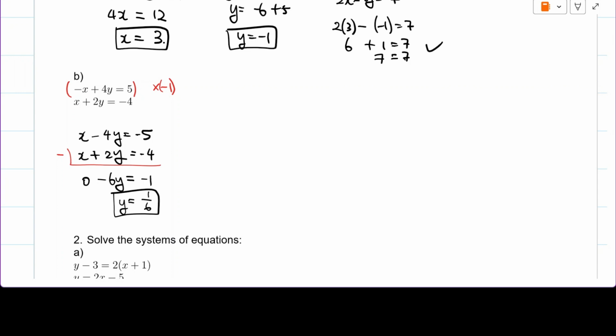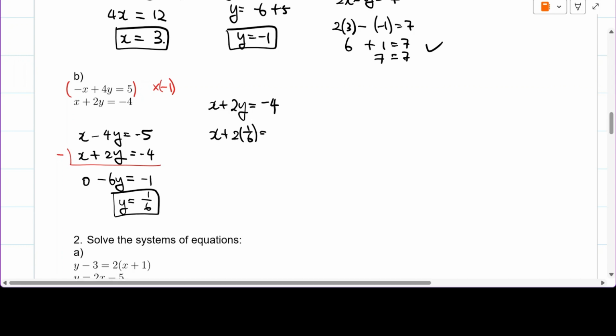And then I also need to find the x value. So let's put it inside one of the equations. Let's put it in the second equation. It doesn't matter which one you choose, by the way. So x plus 2y equals negative 4. x plus 2 times 1 over 6 equals negative 4. So that's x plus 1 over 3 equals negative 4. So that's going to be x equals negative 4, which is negative 12 over 3, minus 1 over 3, that's negative 13 over 3. So I think that's my value of x.